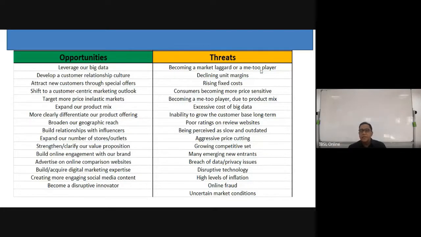Aggressive price cutting. Growing competitive set. Yes, it's a threat. Many emerging new entrants. There are new players coming to the banking sector. Breach of data privacy issues.